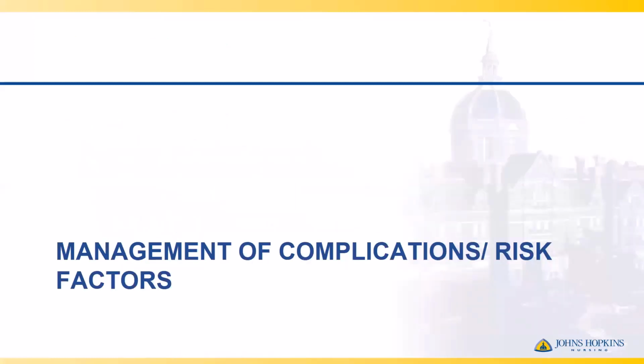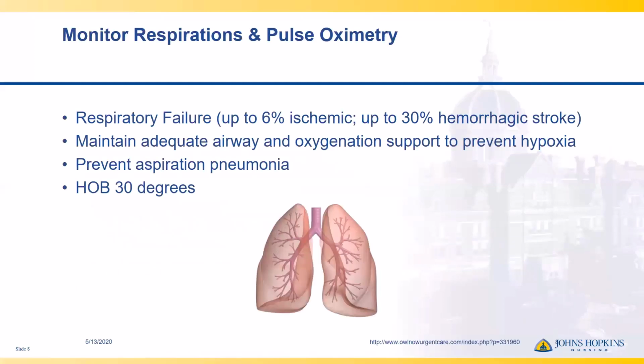Now looking at the management of complications and risk factors. First off is dealing with the patient's lungs and monitoring the respirations and pulse oximetry. We can see respiratory failure in up to 6% of patients that have an ischemic stroke, and much higher, up to 30%, in patients that have a hemorrhagic stroke.